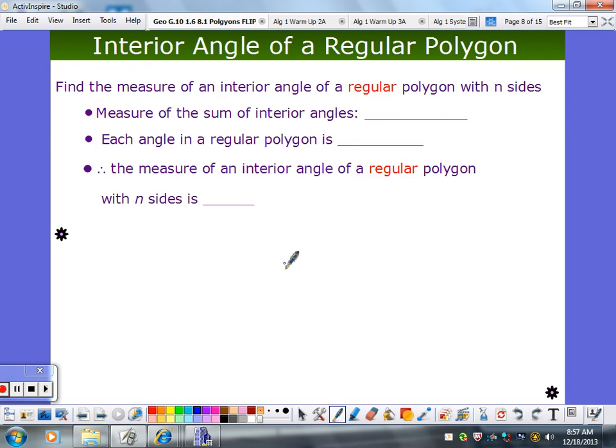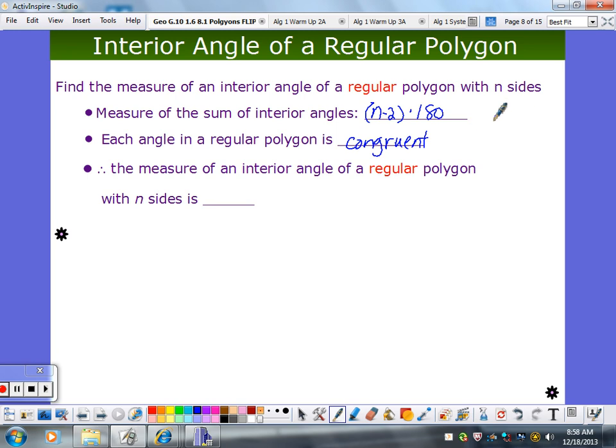Now, if you have a regular polygon, remember what that is. The measure of the sum of interior angles of any polygon, right, is what? If the sides are n, n minus 2 times 180. This is in your notes if you're following along. And each angle in a regular polygon is congruent, right? Because that's the definition of a regular polygon. Congruent sides, congruent angles.